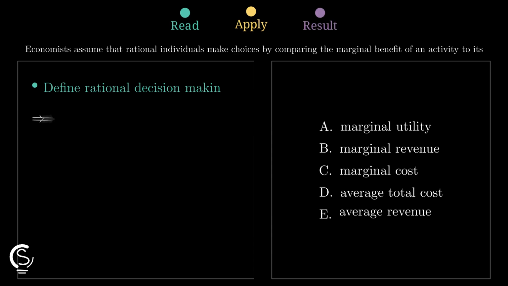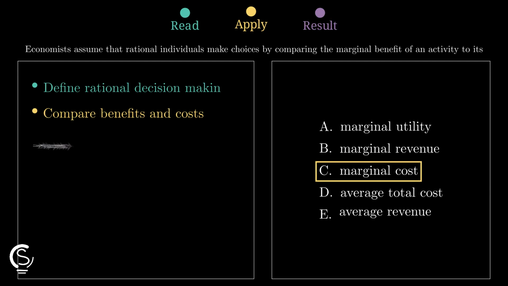That sacrifice is the marginal cost. Therefore, we compare benefit to cost, making option C the correct choice. You nailed this one!